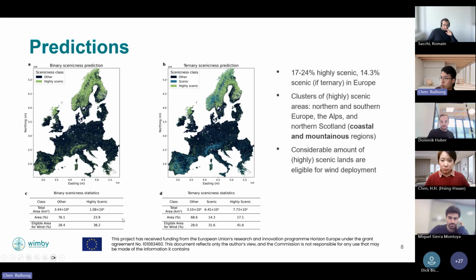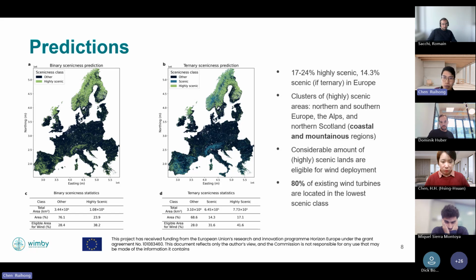And there's also, we overlay this map on top of a resource assessment model, and there is a considerable amount of highly scenic area land that's eligible for wind deployment. So as you can see, around 40% of the highly scenic areas are actually suitable for wind projects, and this highlights the land competition.